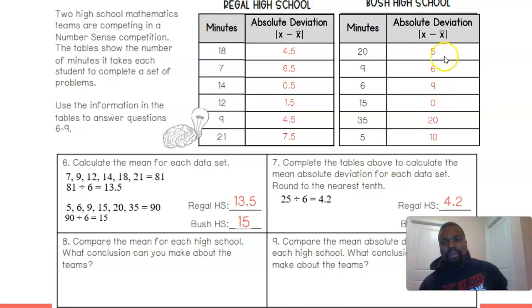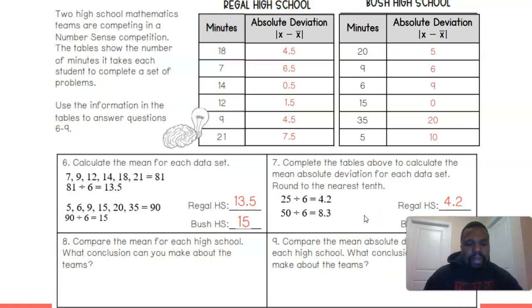Same thing for Bush High School. Add my deviations together. All right, that's going to give me 50, and then divided by how many numbers, which is 6, and that's going to give me 8.3. So the mean absolute deviation for Bush High School is 8.3.